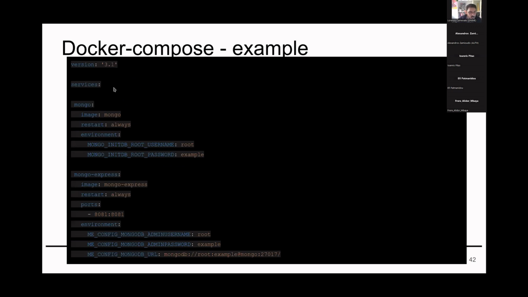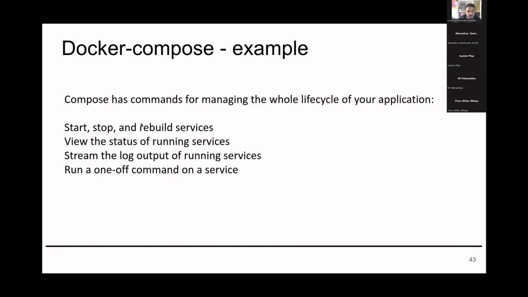This is another example, services, MongoDB, to run the MongoDB database. Restart always means that even if there is a crash, the container will restart all the time. We specify environments like username and password, and Mongo Express. Mongo Express is the user interface software to read data inside Mongo. So typically Mongo comes up with these two containers. And then we can specify the same root and example, so same username and password, and the URL from which we can use the Mongo Express.